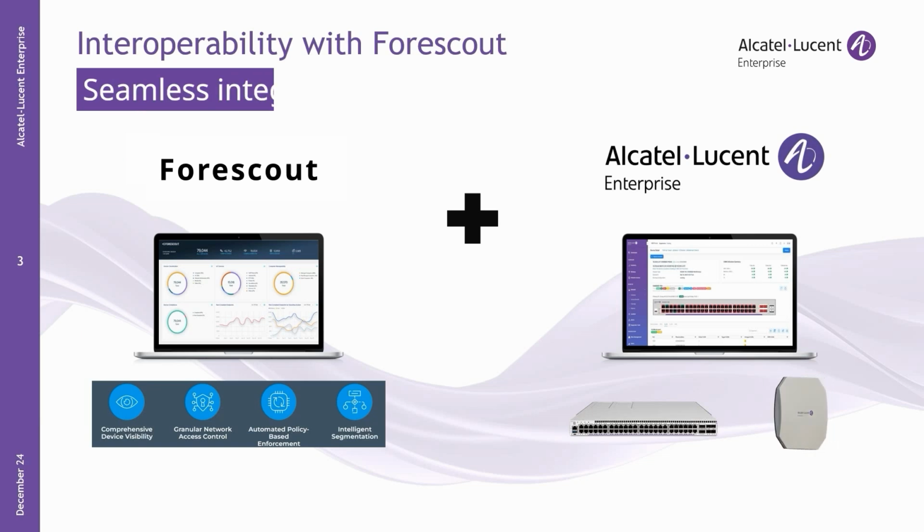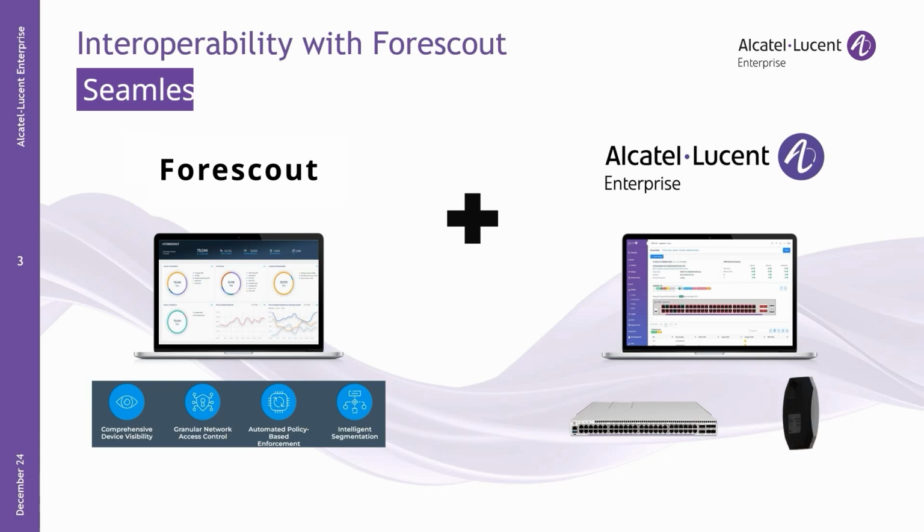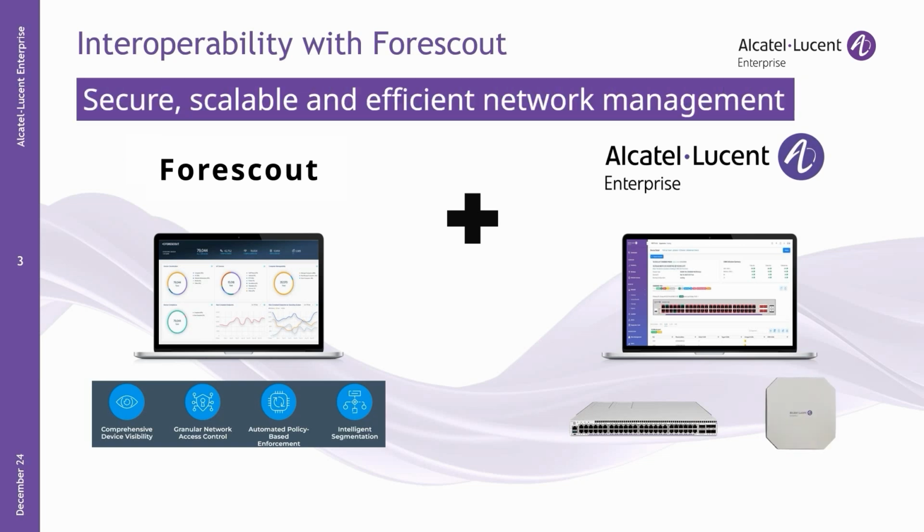What's even more exciting is how seamlessly this NAC solution integrates with Alcatel-Lucent Enterprise's network solutions. Whether it's OmniAccess Stellar access points, OmniSwitches, or the OmniVista Network Management System, Forescout CounterACT works effortlessly with ALE's technologies. This integration simplifies deployment, enabling organizations to leverage the power of ALE solutions while benefiting from CounterACT's advanced visibility and control features. Together, these solutions offer a secure, scalable, and efficient approach to managing and protecting your network.